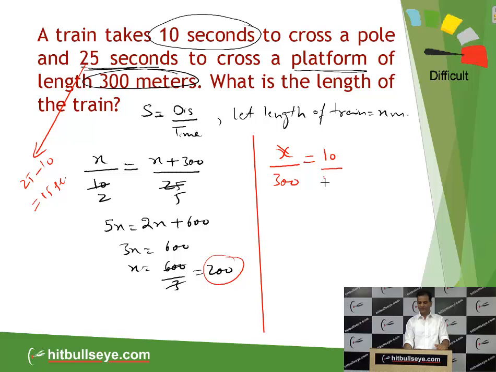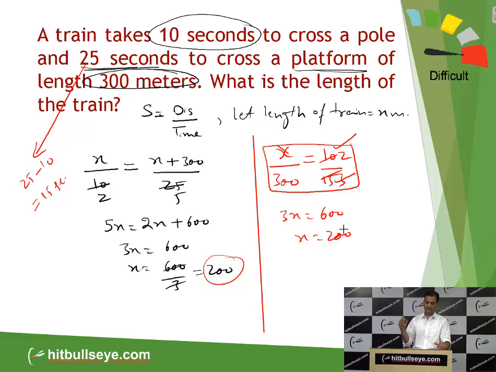So can we say the effective pure time of the platform to cross is 15 seconds. This is the pure time to cross a train, the pure time to cross a platform. Now you can apply the unitary method. 5 to 10, 5, 3, 15. 3x is equal to 600. So x will be 200, students.